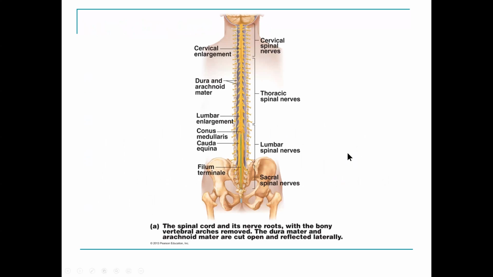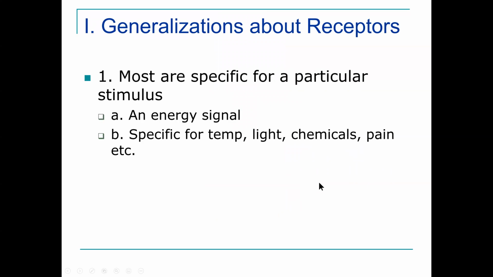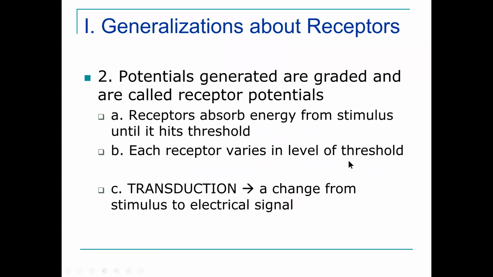And we're just talking about the spinal cord receptors. Generalized things about receptors: most are specific for a specific stimulus. If you've got a pressure receptor, it's specific for pressure. If you've got a chemical receptor, like the many chemical receptors on your tongue, it's specific for a chemical. Light receptors and pain receptors are fairly specific. Potential generator, also called receptor potential.